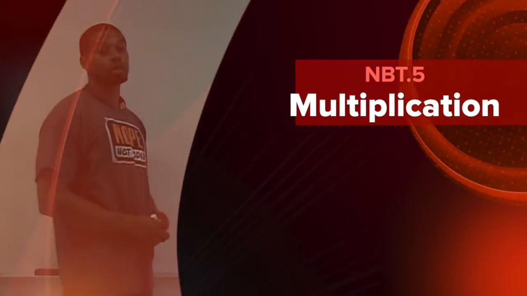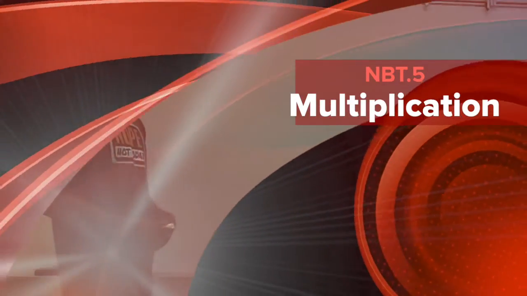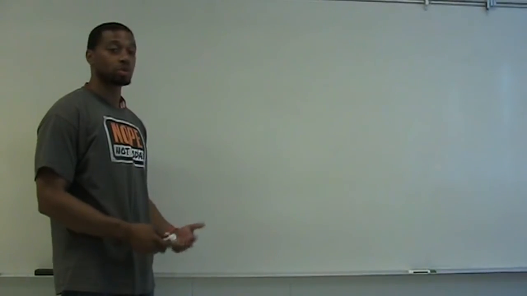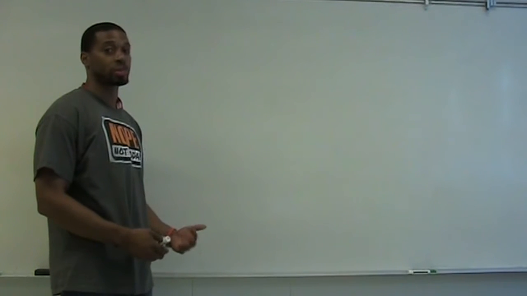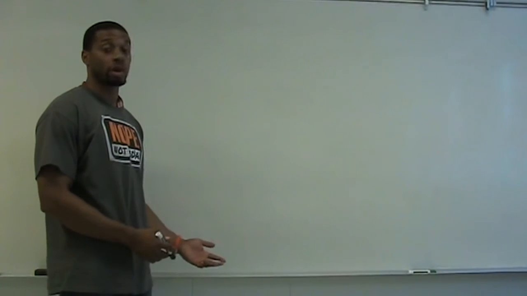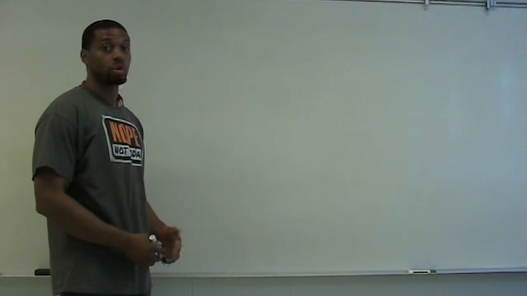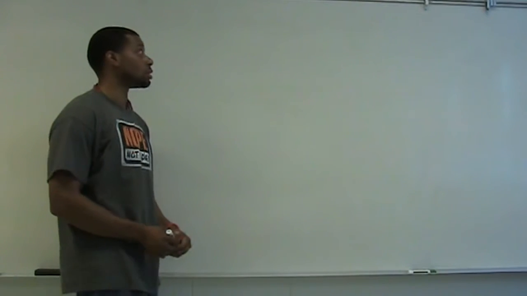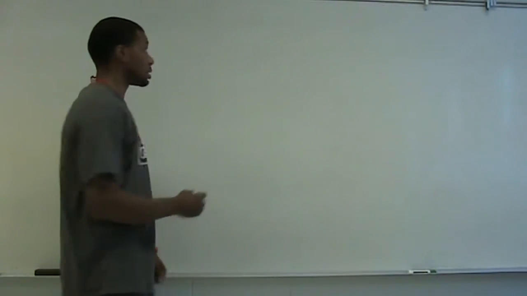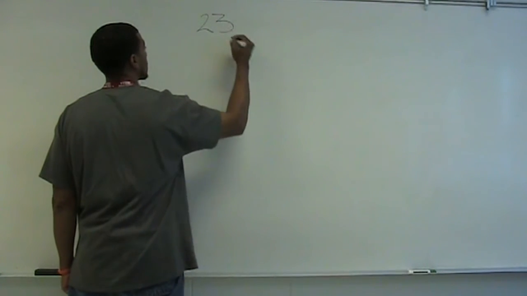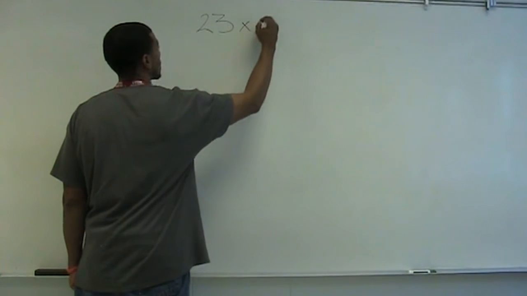We're going to get started with MBT5. MBT5, to be put simply, is multiplying multi-digit numbers. So a 3-digit by a 2-digit, a 2-digit by a 3-digit, a 2-digit by a 2-digit, or even greater, 4-digit by 1. But we're going to start today with a 2-digit by a 2-digit number. The number I'm going to choose will be 23 times 19.